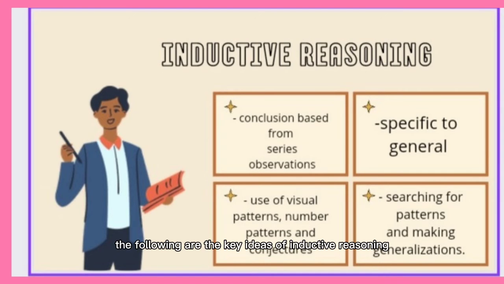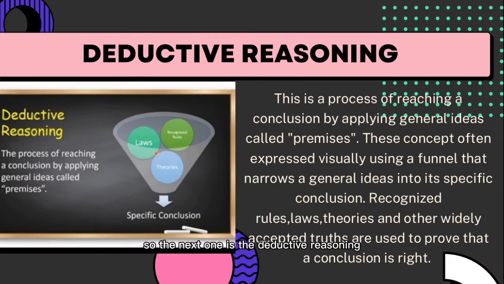The following are the key ideas of inductive reasoning. So the next one is deductive reasoning. This is a process of reaching a conclusion by applying general ideas called premises. This concept is often expressed visually using a funnel that narrows general ideas into a specific conclusion. Recognized rules, laws, theories, and other widely accepted truths are used to prove that a conclusion is right.